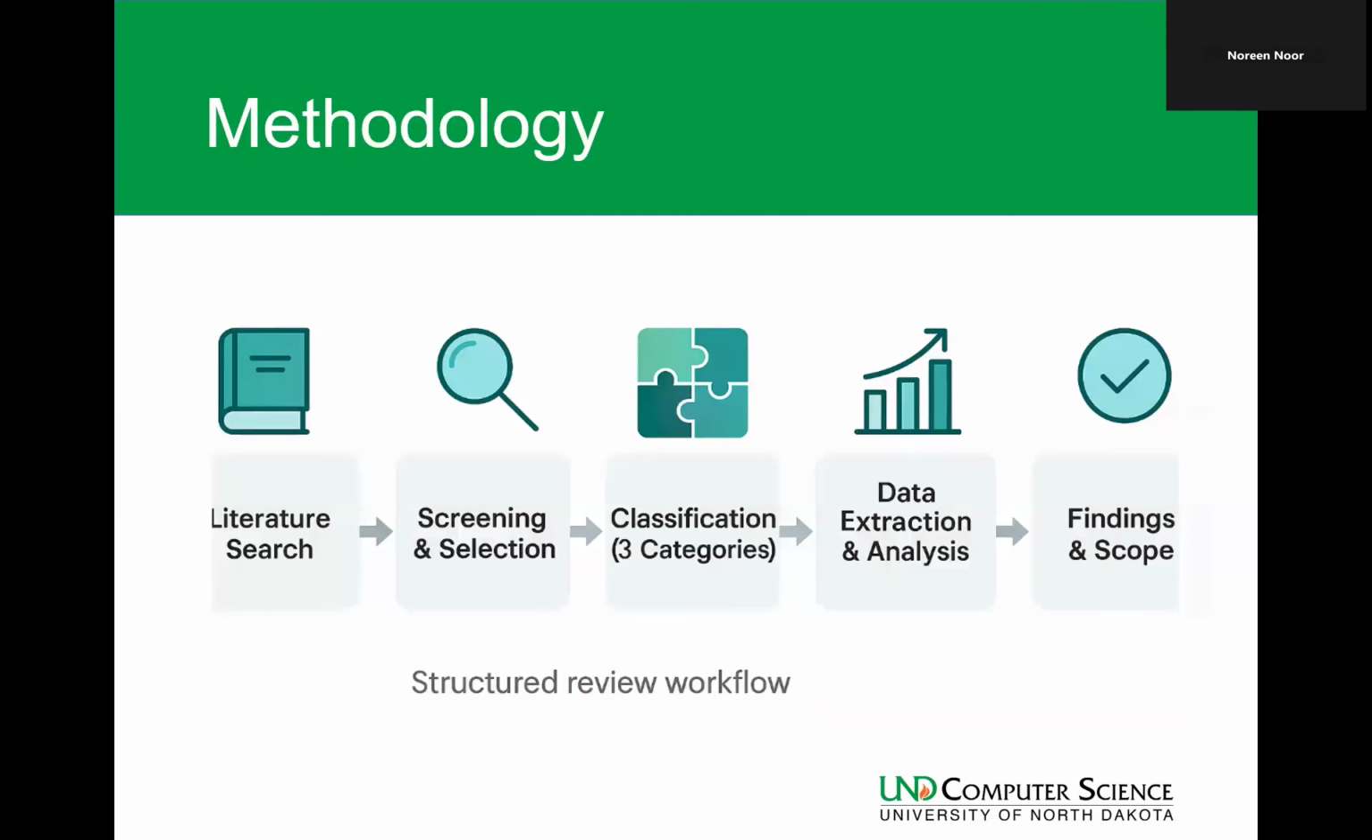Next, we have methodology. This is the procedure I followed while doing this research for my survey paper. I started with a literature search using major databases to find studies related to AI safety and testing. Then I screened and selected relevant papers based on their focus on aviation or safety critical systems, not just aviation, safety critical systems as well.